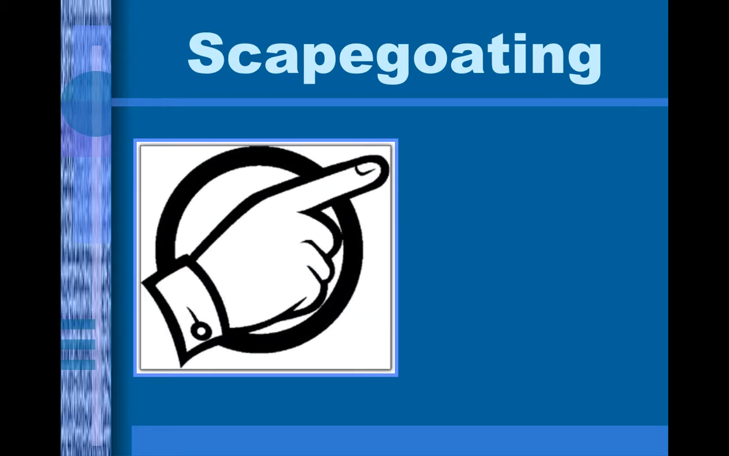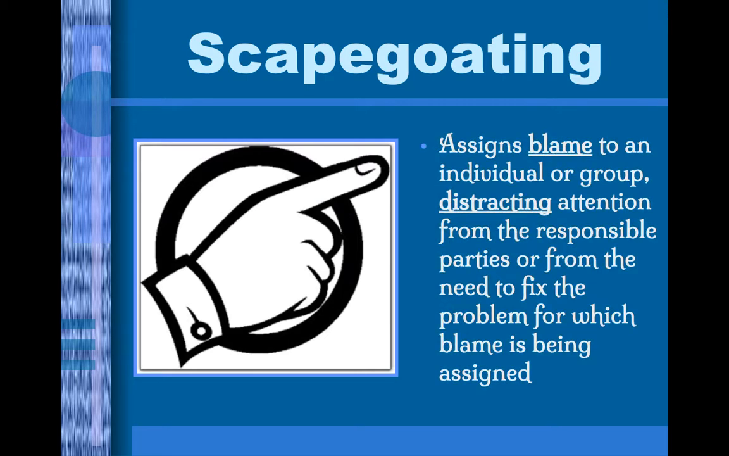Scapegoating is another one we're probably familiar with. Maybe not the term, but the idea. So you're blaming an individual or a group, and you're distracting attention from the responsible people. So basically, you're blaming someone who did not cause the problem, all right? You're distracting from the real issues here by just placing blame on somebody else.